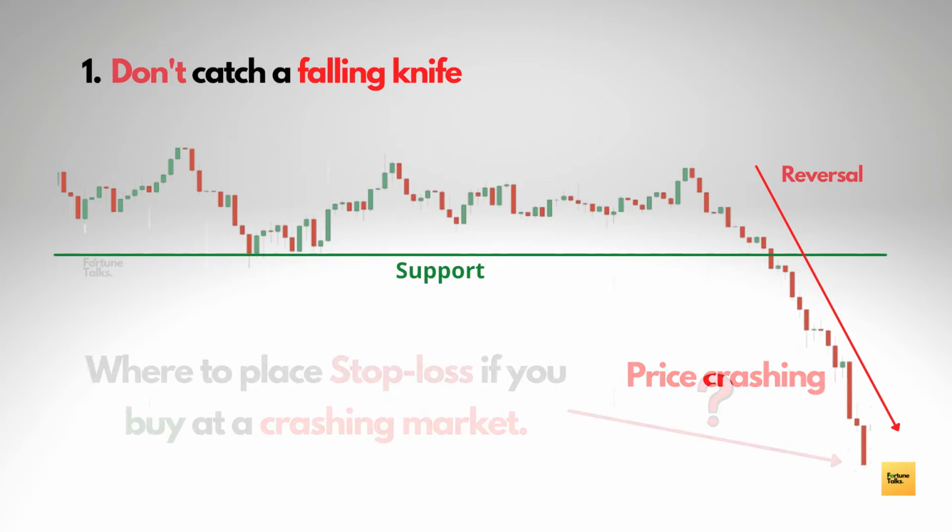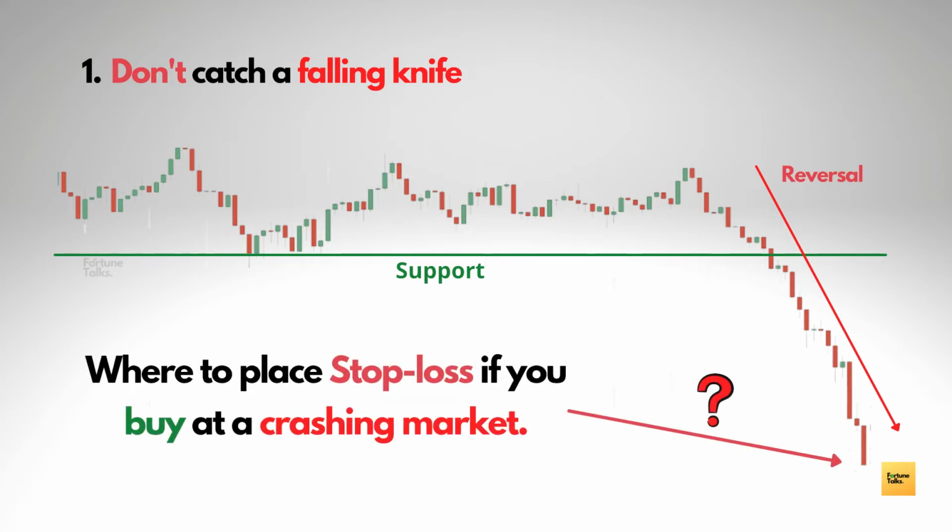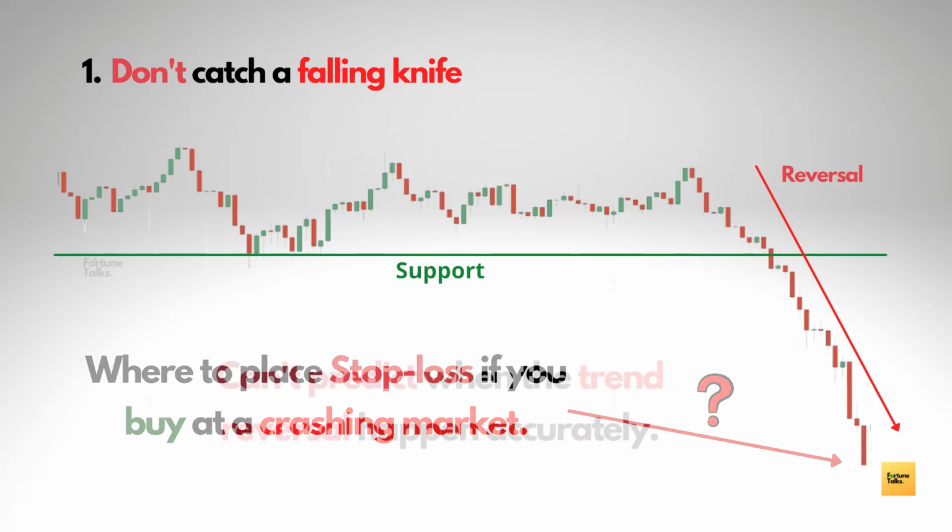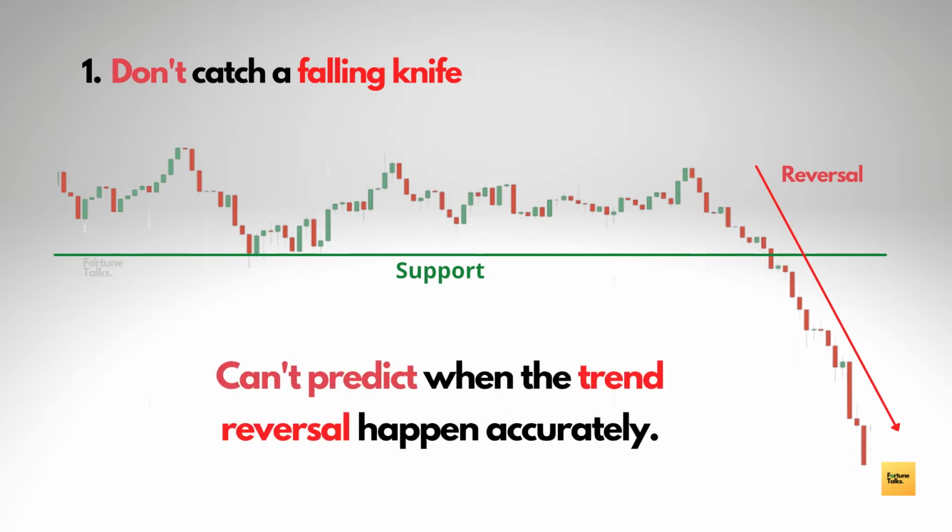And why is it so? Because if you are buying into the lows of the market, there is no logical place for you to set your stop loss. There is no support or market structure you can refer to, and there are no signs that the downtrend could be ending anytime soon. Most importantly, trends need time to reverse their direction, as we have discussed in the market trends as well as market structure videos. So avoid catching a falling knife.